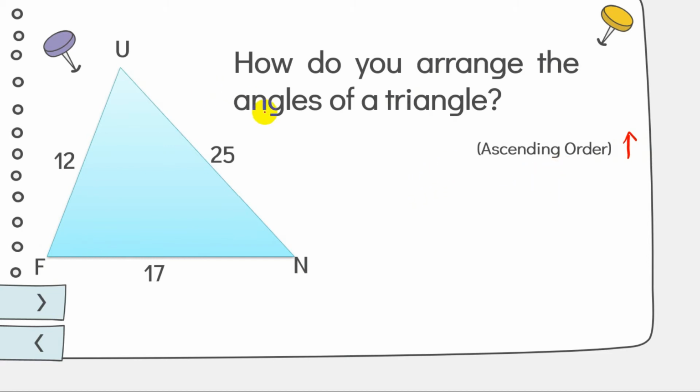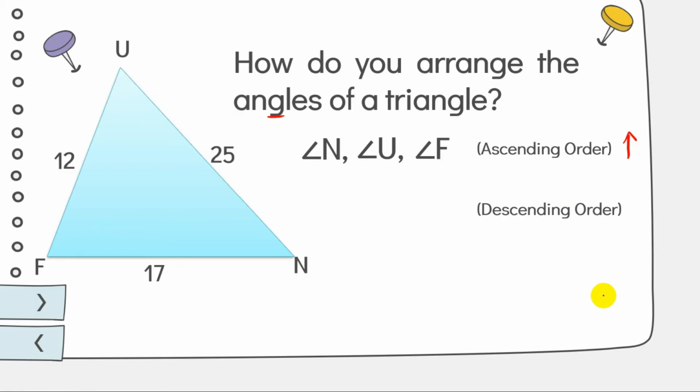Now, paano natin ma-arrange yung angles of the triangle in ascending order? Again, using the measurements of the side. Alin ba yung pinakamaliit na side or pinakamaikling side? Side FU with 12. So, opposite niyan ay yung angle na pinakamaliit, and that is angle N. Followed by side FN, which is 17. So, angle opposite to it is angle U. Then, the last one is angle F. So, in arrangement, ascending order, angle N, angle U, angle F. Pinakamaliit si angle N, pinakamalaki si angle F.